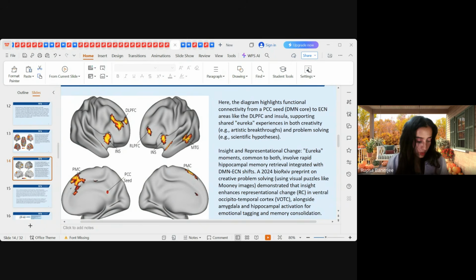Okay, so I will explain representational change to you in detail, because it is common to both the default mode network and the executive control network. Okay, so that is why it's important to go over it once again.